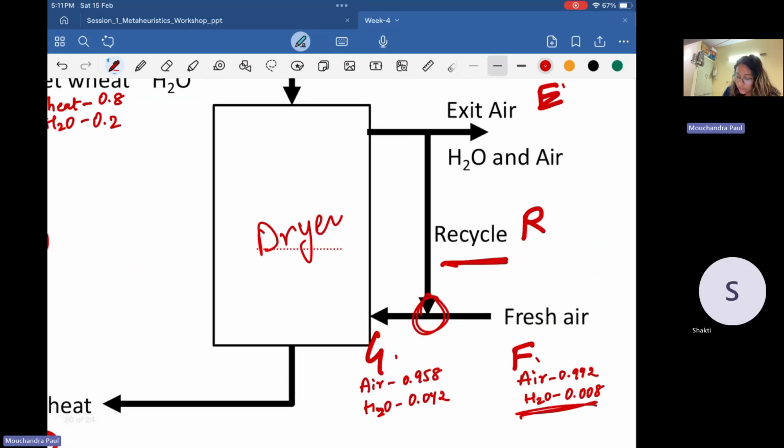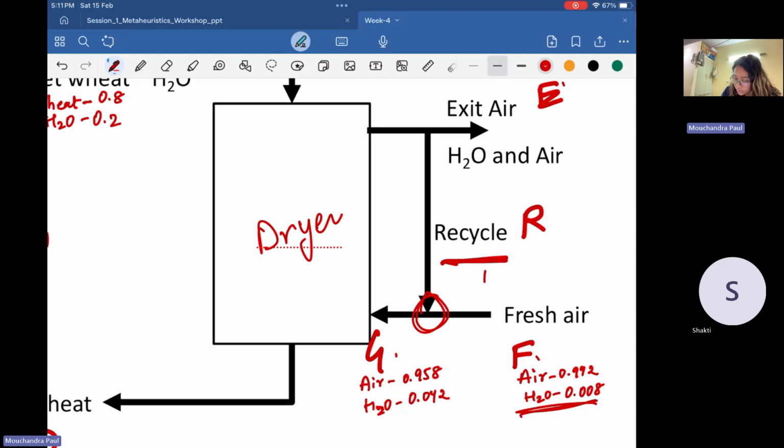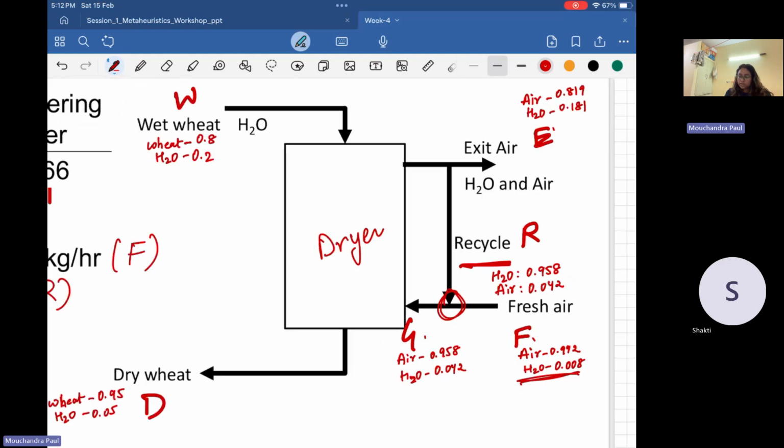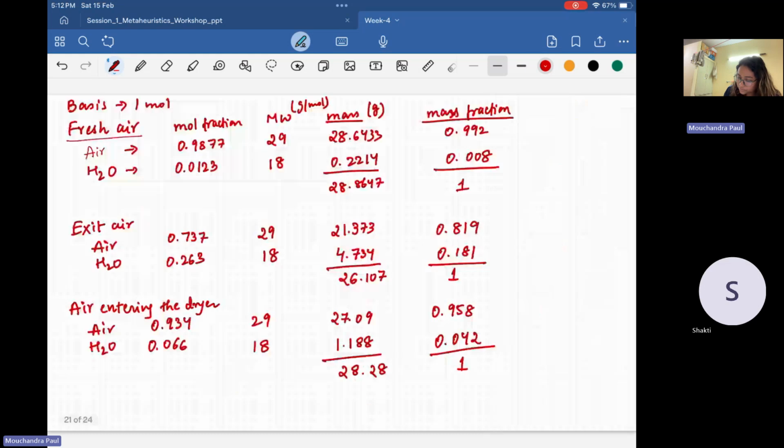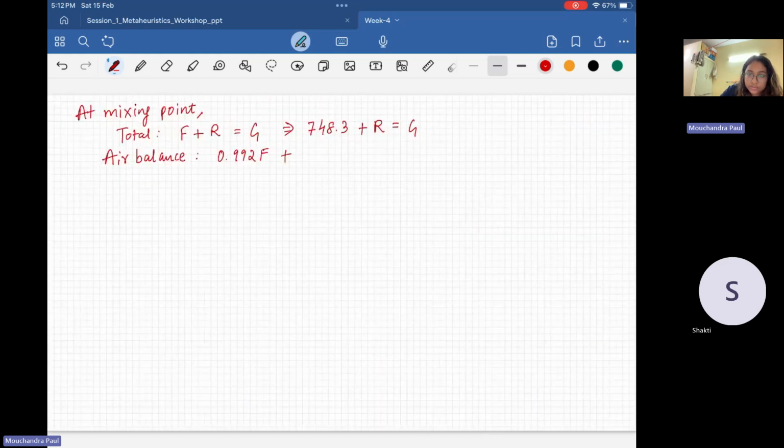So in recycle air, there is water, 0.958 mass fraction of water, and then air will be 1 minus 0.958, so it will be 0.042. This information they have considered in their previous question. Okay, so I missed out writing this. So now that we know this, let's continue with writing what we were writing.